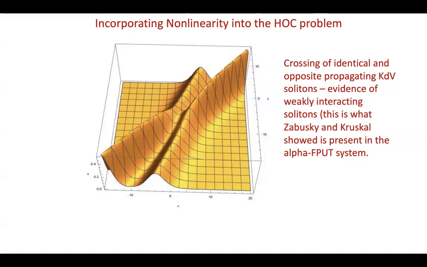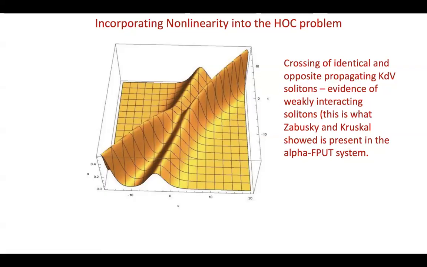So, the question now becomes, is the Fermi-Pasta-Ulam-Tsingou system an integrable system? That's why Zabusky and Kruskal found the soliton. The answer is no. It is not an integrable system. It is a non-integrable system. It is far more complicated than what Zabusky and Kruskal took it to be.